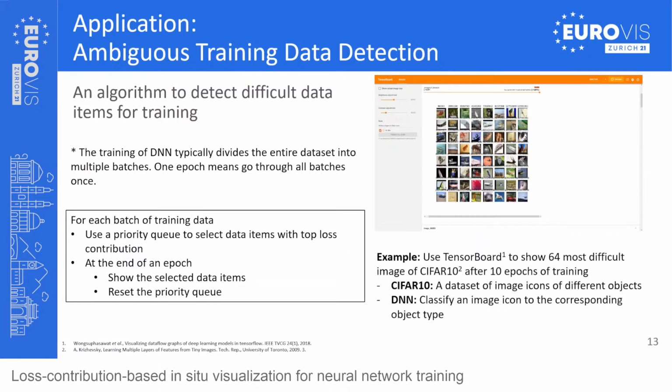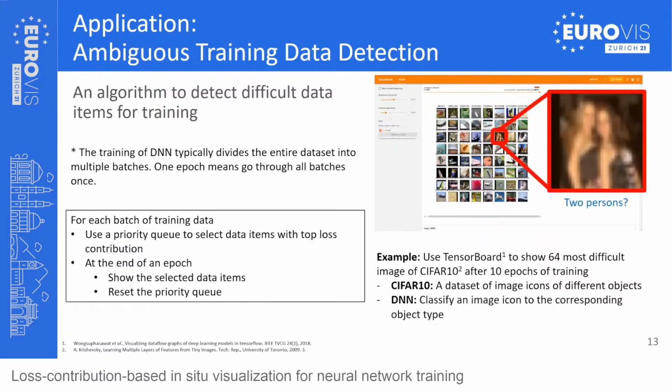Here we show 64 difficult items after 10 epochs of training on CIFAR-10. CIFAR-10 is a dataset of small image icons, and each contains a different object. We aim to train the image classifier to classify an input image icon to the corresponding object type. Among these difficult images, one seems to contain 2 persons, which is enlarged here.